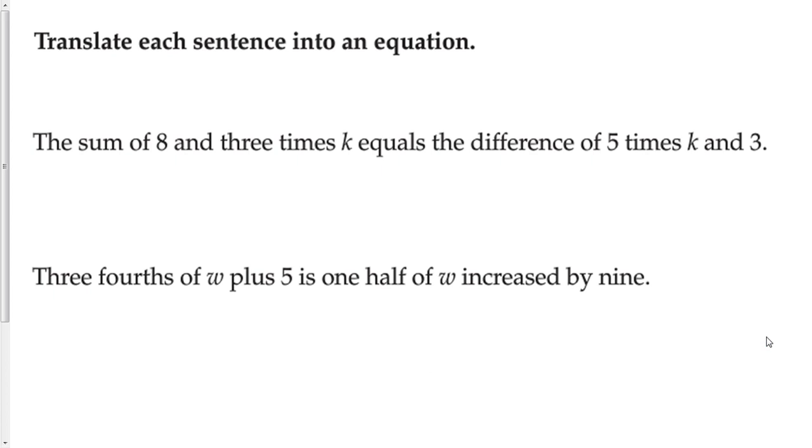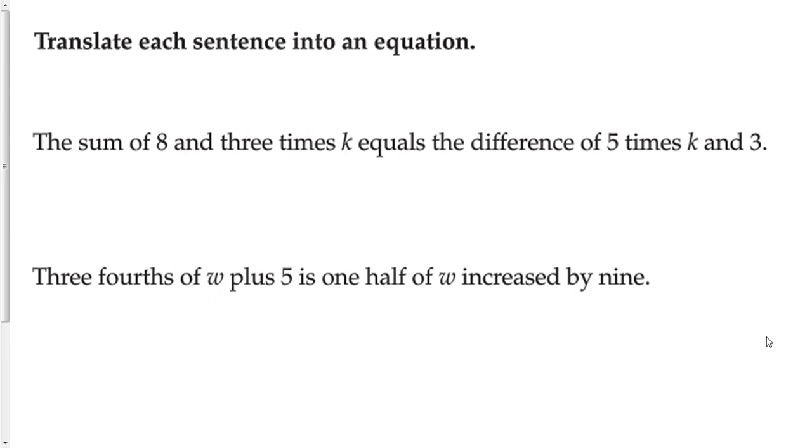In this video, we're looking at writing equations, and we need to be able to translate equations from a sentence into an algebraic equation, and then from an algebraic equation into a verbal sentence. Our first one says translate each sentence into an equation. So the first thing we want to do is read through the sentence and figure out what the parts mean. So it says the sum of 8 and 3 times k equals the difference of 5 times k and 3.